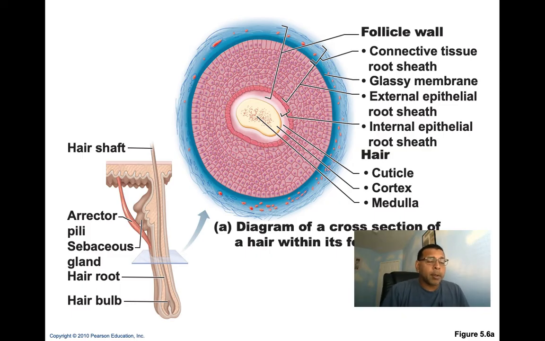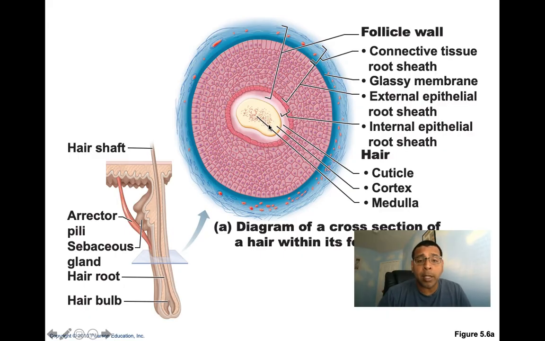So here we can see the three layers. The first layer is the medulla. The medulla is basically the central core of your hair. Here we did a transverse cut through, and you can appreciate the hair. Here's the medulla of the hair. It's found at the central core, and it consists of large cells and air spaces.